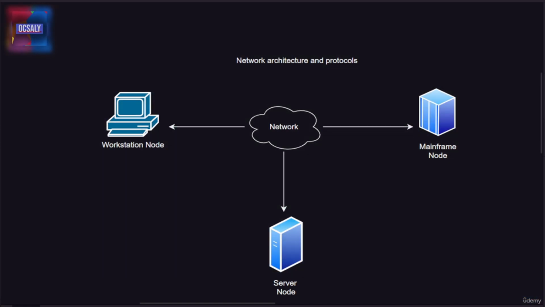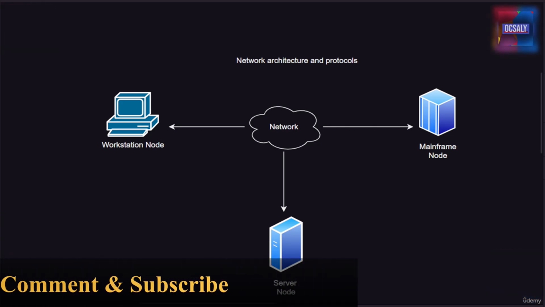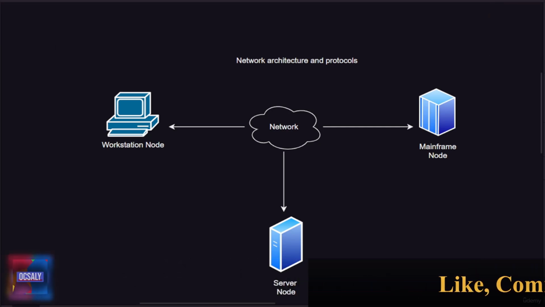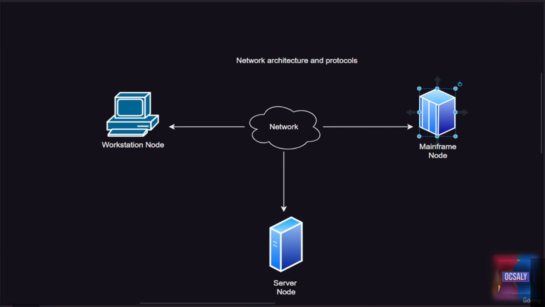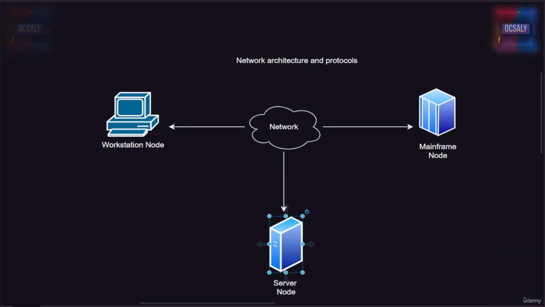So let's start by reviewing some basic networking terminology and asking the fundamental question: what is a network? A network is a set of two or more computers connected together to share information, and it's common to refer to each connected device as a node here. As you can see here, workstation node, mainframe node, server node, and this is our network here. It's common to refer to each connected device as a node on the network to make the description applicable to a wide range of devices.